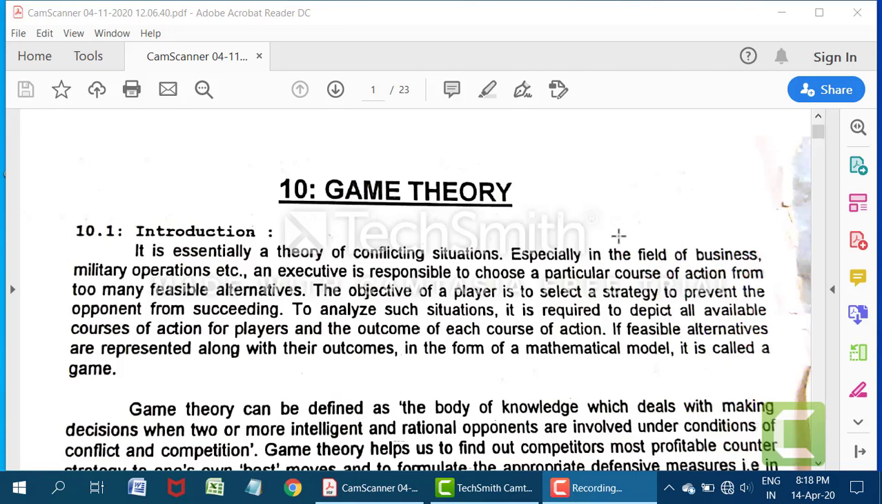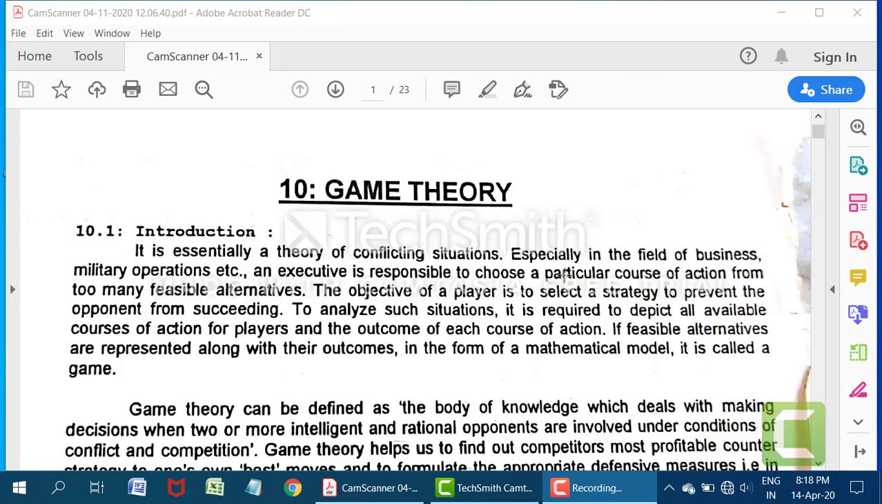And more than two players can also be there playing a game. If there are more than two players playing a game, it's called an n-person game. If there are only two players playing the game, it's called a two-person game. And if the amount gained by one player is equal to the amount lost by another player, it is called a zero sum game or constant sum game.